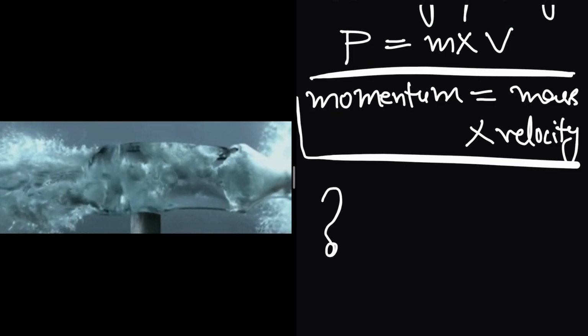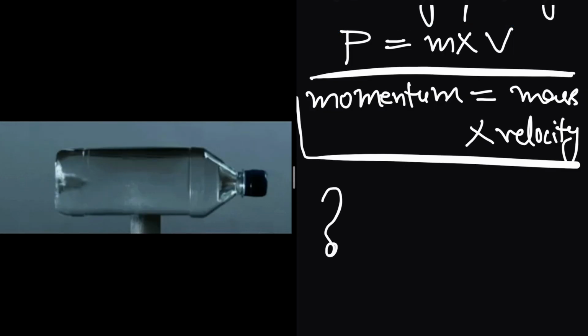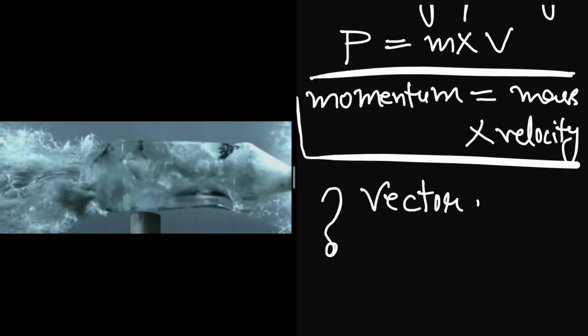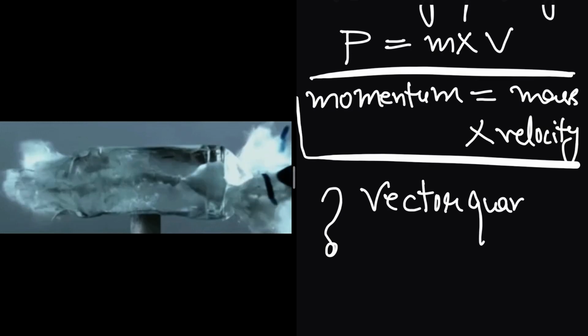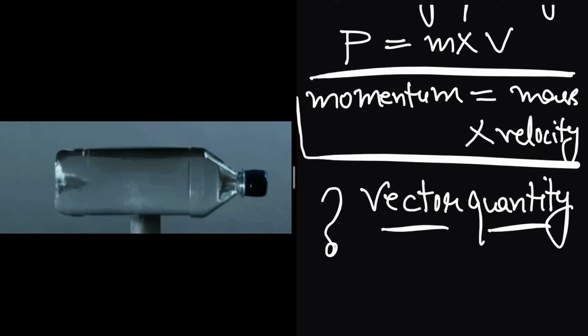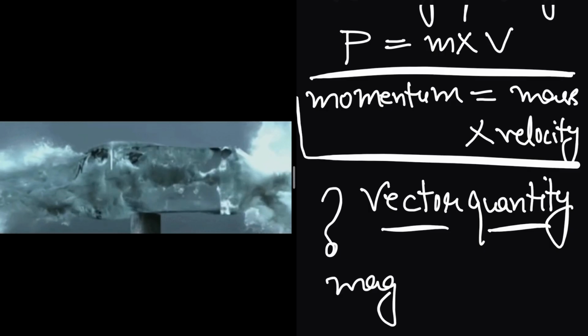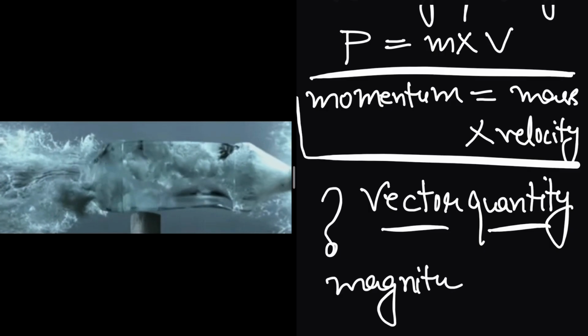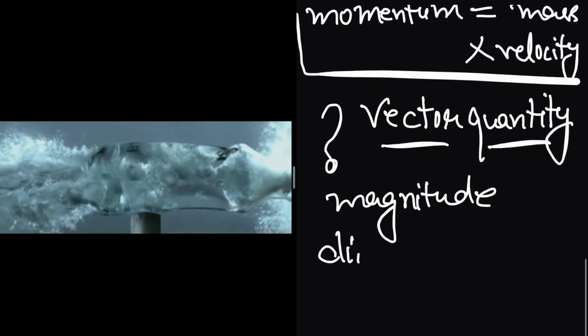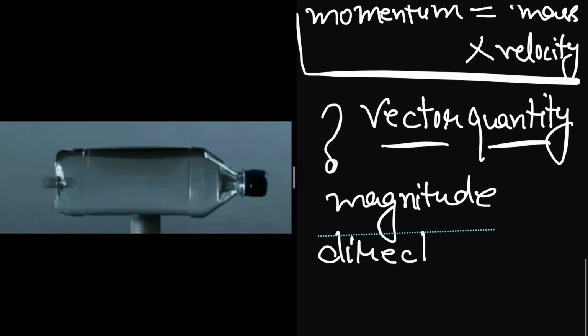Is it a scalar quantity or a vector quantity? The answer is that momentum is a vector quantity. What is the meaning of vector quantity, students? Vector quantities are those quantities which have magnitude as well as direction. Those quantities are called vector quantities.